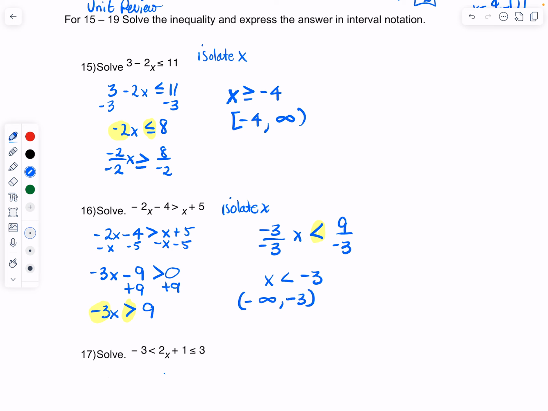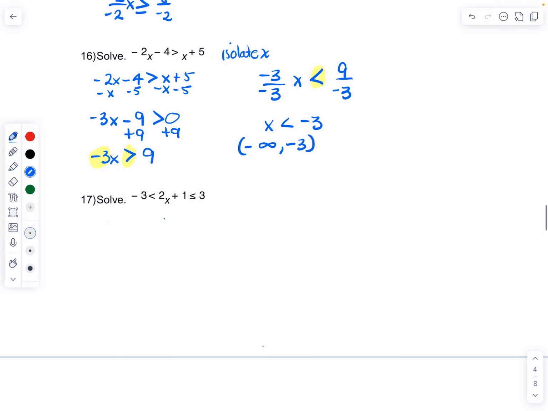Okay, number 17. Now we have an inequality where I have two inequalities and both of them are less than, and one of them is equal to as well, but still. So I can solve this simultaneously by isolating x. So I'm going to subtract 1 off of all sides. So negative 3 minus 1 is negative 4, is less than 2x, which is less than or equal to 2.